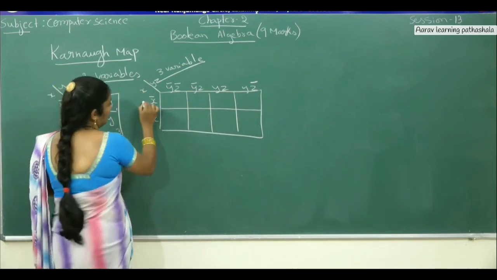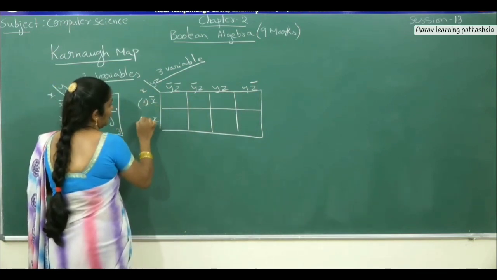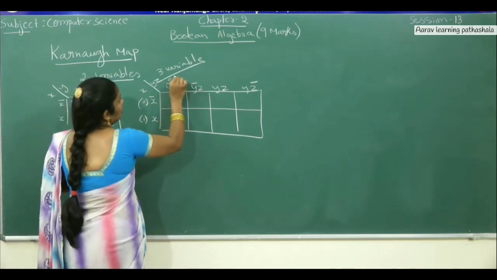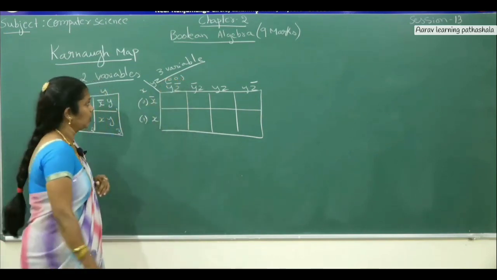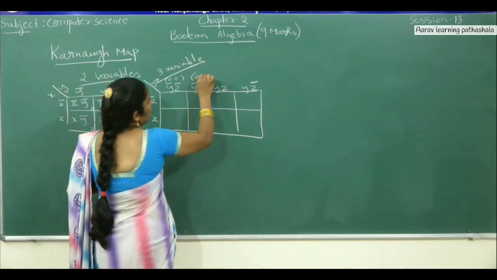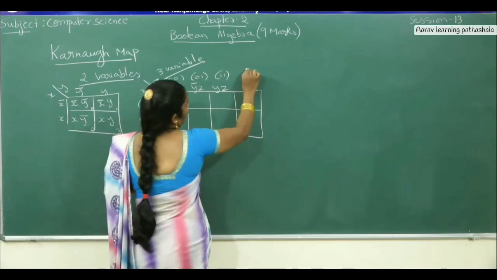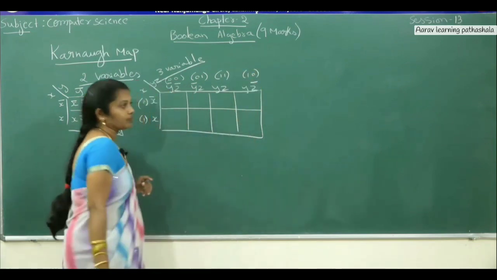If you want to write it in binary format, you can write 0, here 1. Here 0 0 is the first cell, then 0 1, then 1 1, then 1 0.